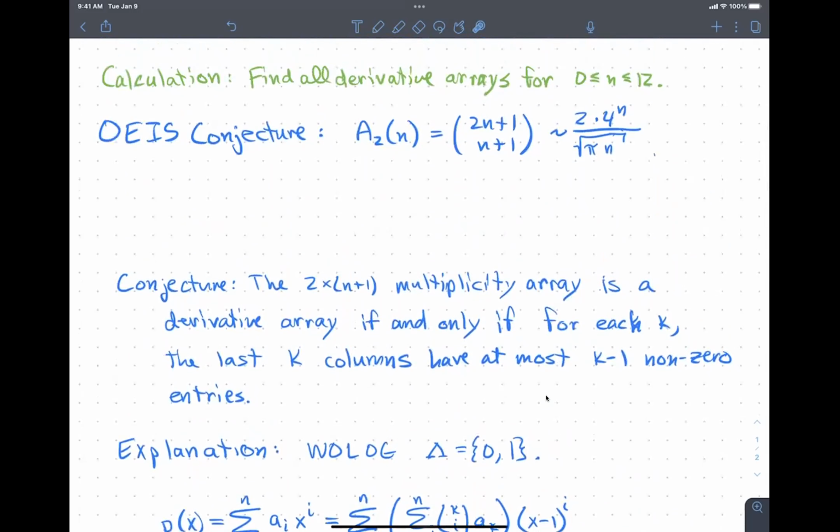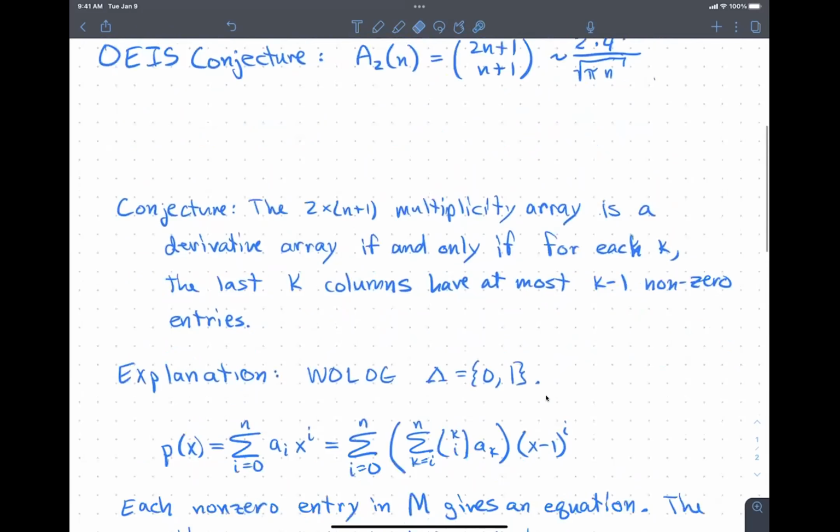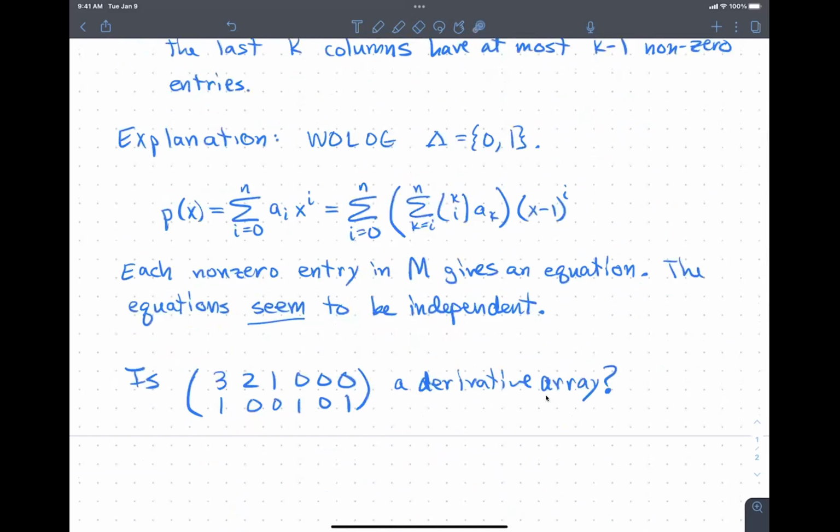What's the answer to your question at the bottom of the page? Oh, well, let's see. So 1, 2, 3, 4, 5, 6 non-zero places, and degree 1, degree 2, degree 3, 4, 5. So that's 6 coefficients, 6 equations. That forces all of the a's to be 0. It is not a derivative array.